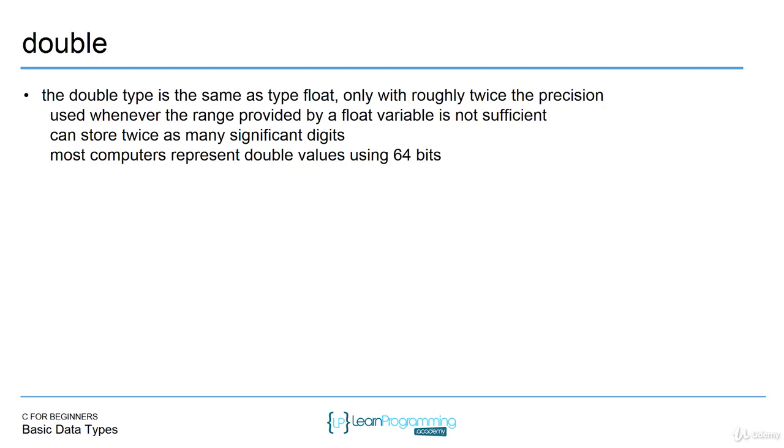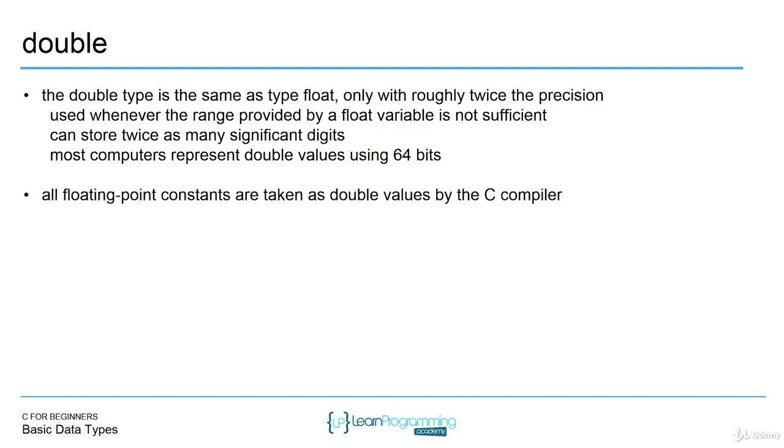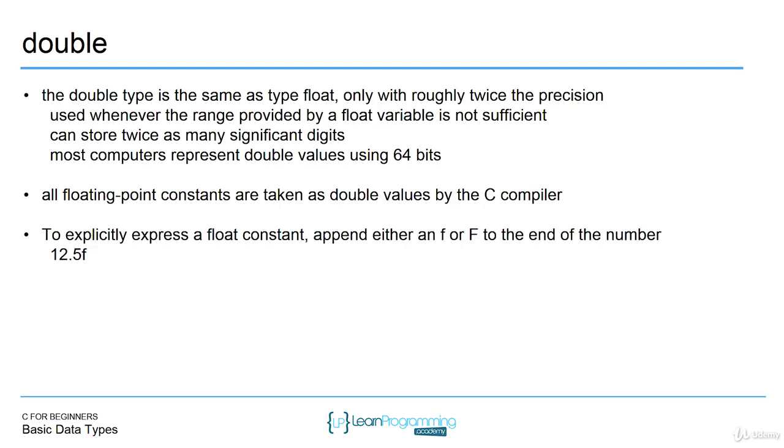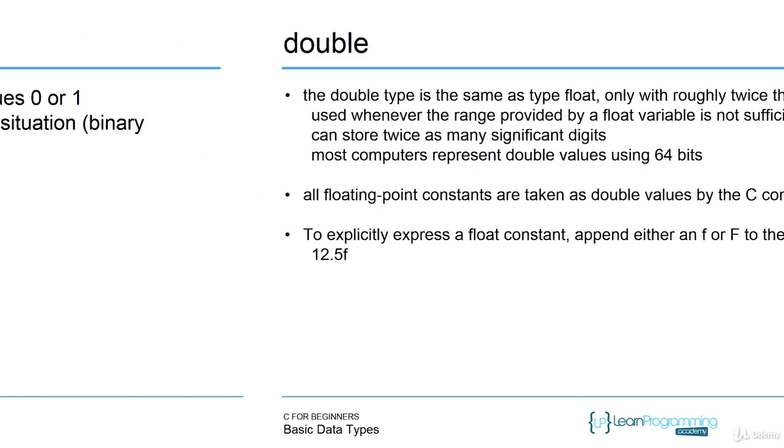And the way that you would create the variable is you would say the double keyword before naming the variable. All floating point constants are taken as double values by the C compiler. So that's by default. If you specifically want to make something a float, you just add an f at the end of it when you assign it. So to explicitly express a float constant, just put that f there, 12.f.